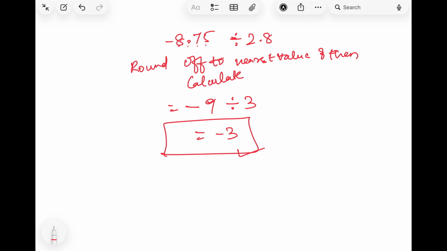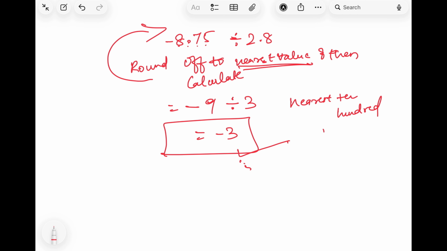Okay, so the answer is minus 3. So first we round off the given decimal numbers and then we find the answer. Now not necessary every time they may tell you to round off to the nearest value. Sometimes they may tell you to round off to the nearest 10, nearest 100 if there is a bigger number, and if it's a very big number they may tell you to round off to nearest thousands. So first you will round off and then you will calculate. In sums like this, it's round off and calculate.